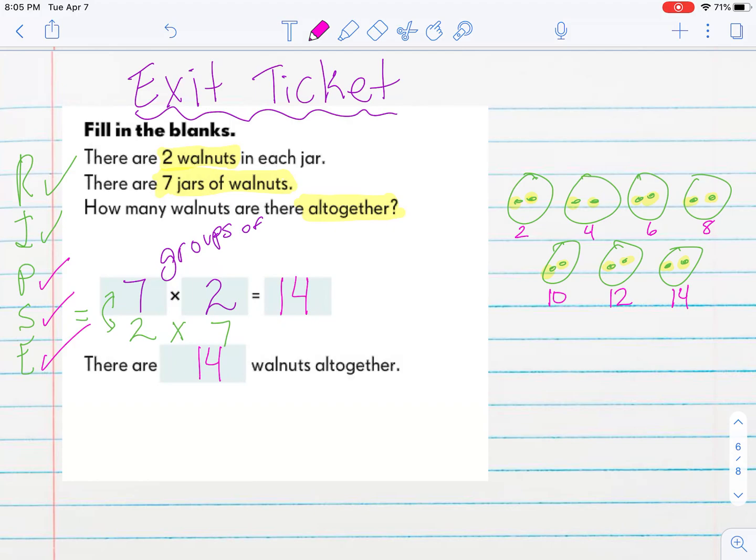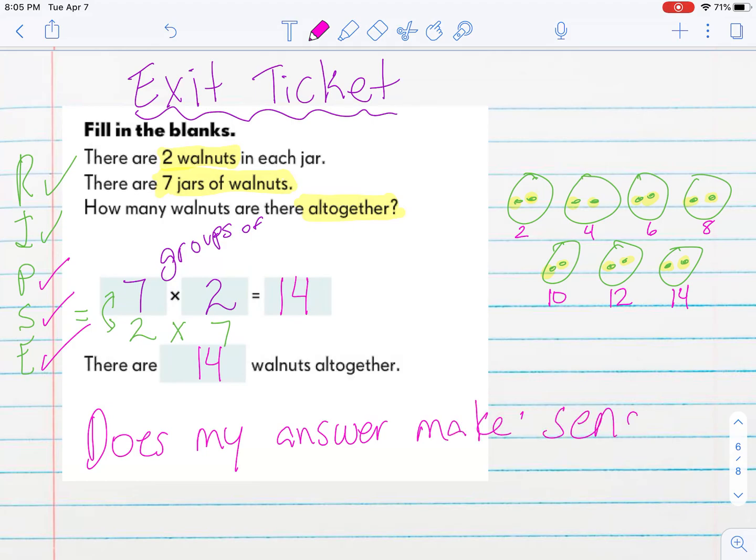The other thing that you could ask yourself is, does this make sense? Is the number 14 bigger than the number 7 and the number 2? Because if we're joining or combining equal groups, we know that our answer, our product, needs to be larger than both numbers 7 and 2. So ask yourself that as well, right? Does my answer make sense? That's part of the evaluation process as well.